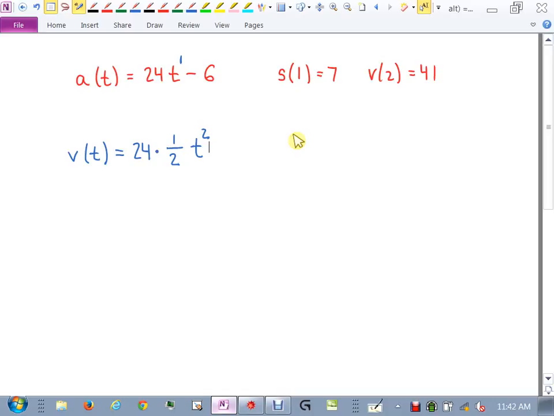Now, what's the antiderivative of negative 6? Negative 6, and in this case, t, we're using t. But because it's an antiderivative, I always have to tack onto this what? Plus some constant. I'll clean it up. 12t squared minus 6t plus some constant.